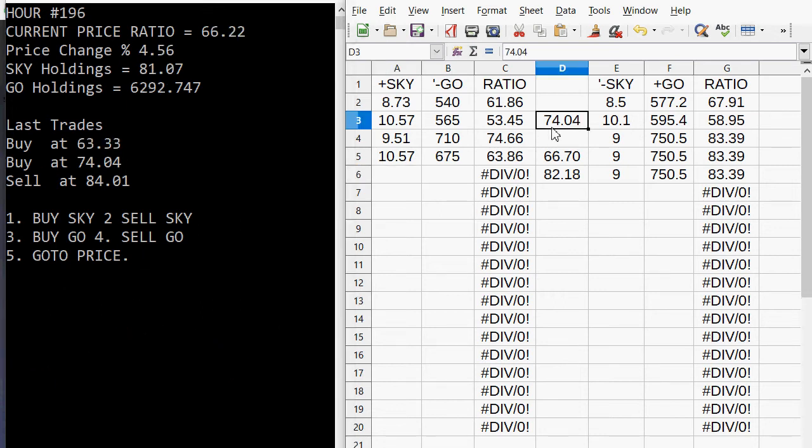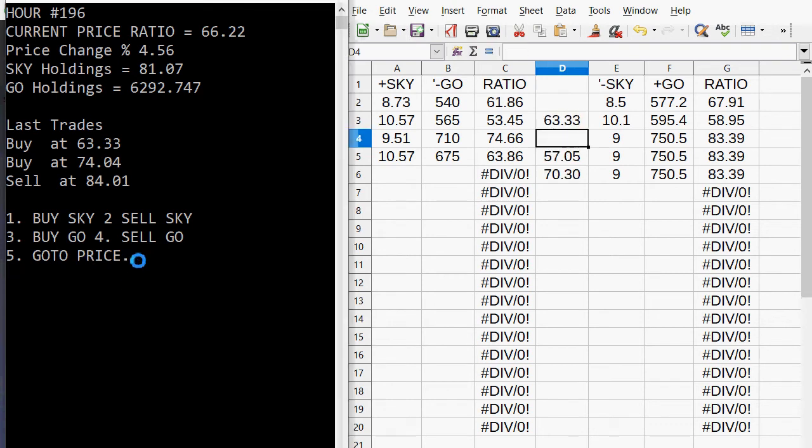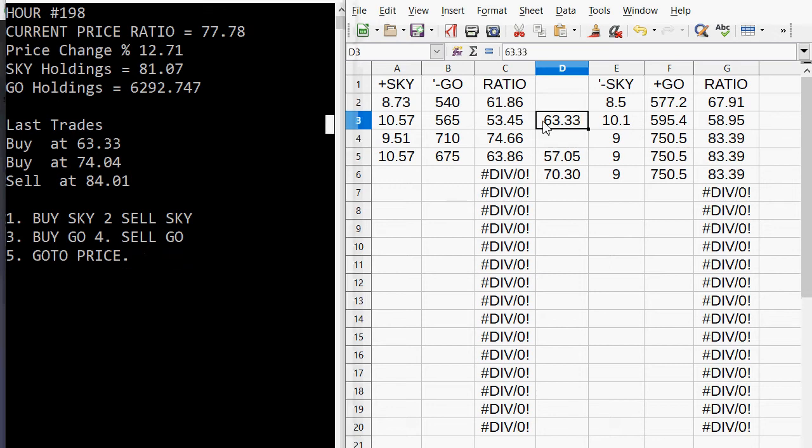Okay, so 63.33 we'll put in here. Go to the next price. We'll either go 57.05 down, 70.3 up, 196 two hours later, or 3 hours after the last trade. 77.78, and that's up another 10% more on top again. So if we type in 70.3 here, I mean, that's close enough at 78.03. Why don't I just put like 2 more positions at about 9 point something percent each?